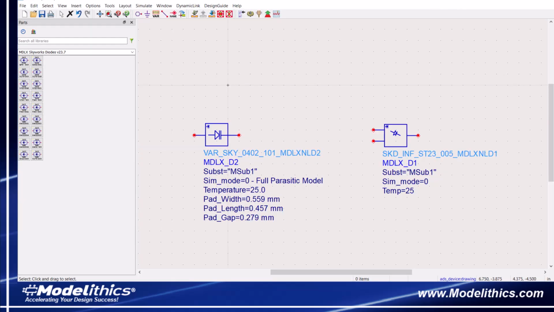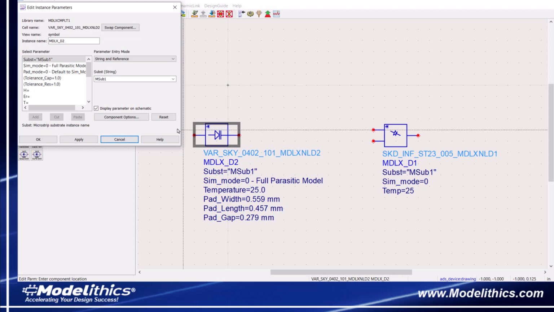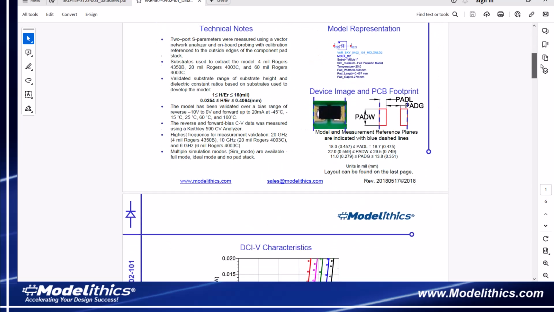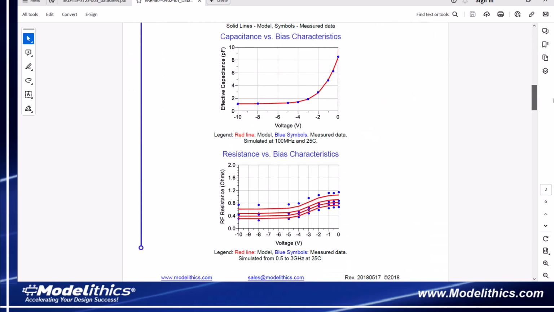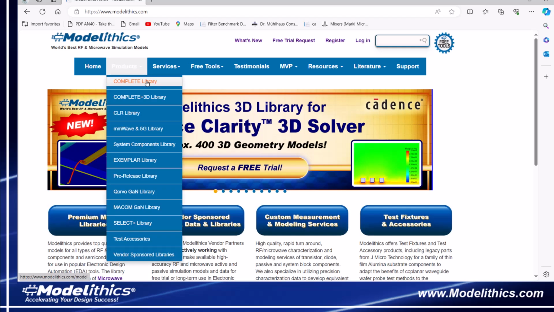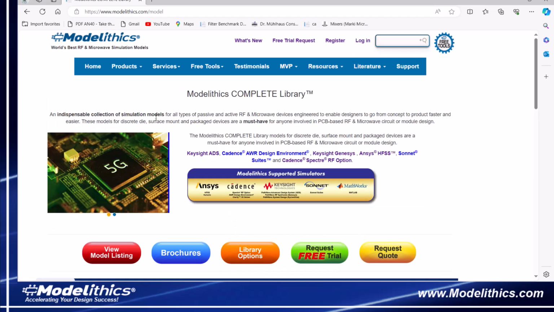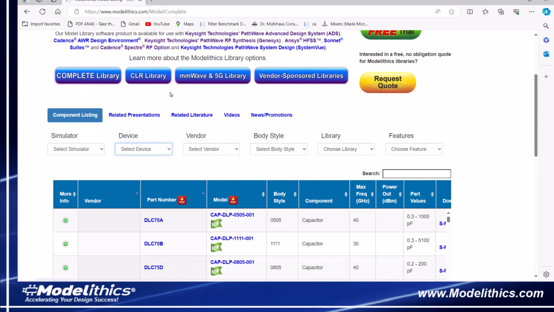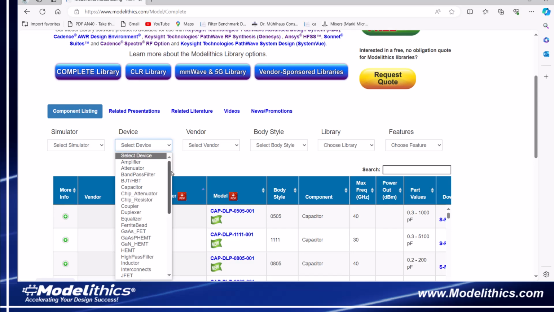So in summary, Modelithics offers an array of models for different types of diodes that can surely help designers. In this video, we've discussed only 2 models that are available. To see a complete list of models that Modelithics offers, visit www.modelithics.com. There, you can visit the page for the complete library and then select this View Model Listing button. You can then sort through all of the available models.